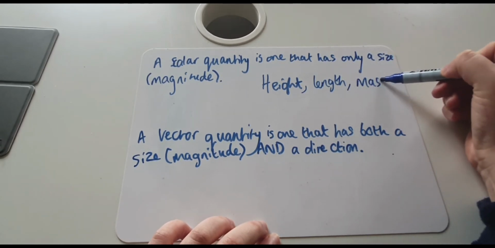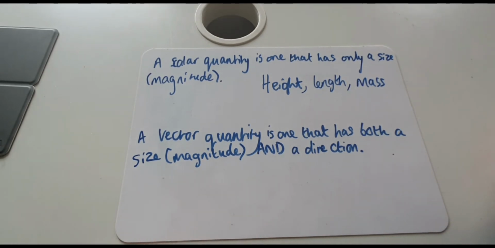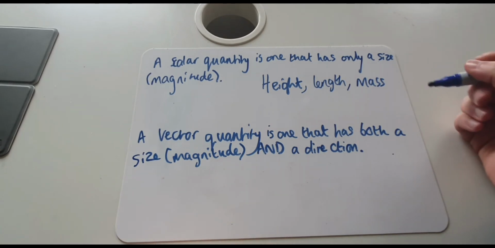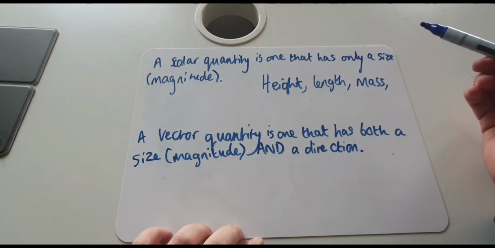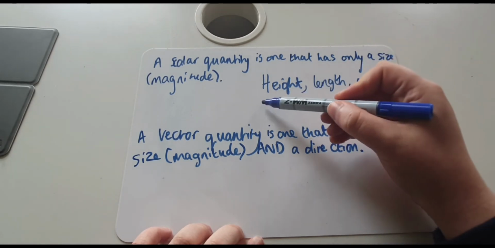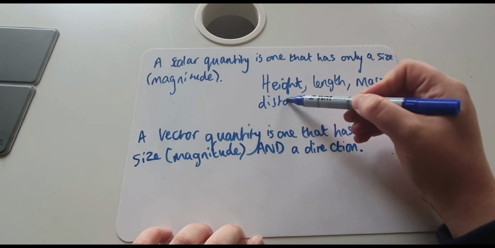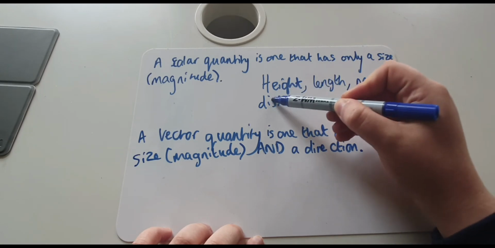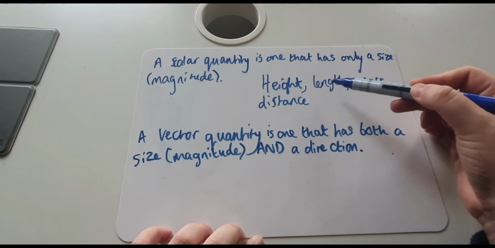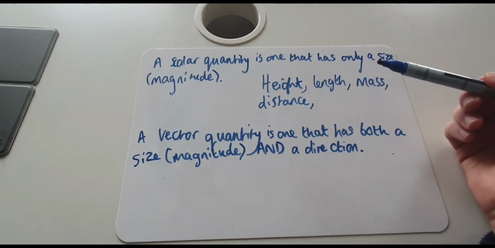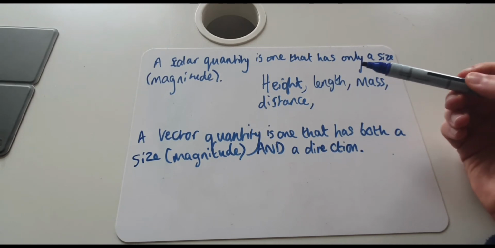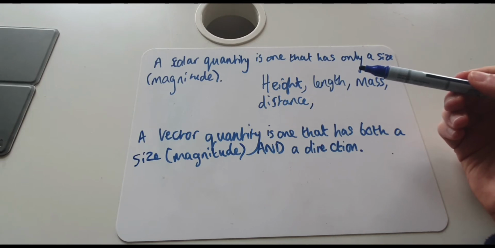Mass. Again, I wouldn't say that the cat was 1.5 kilograms downwards. Okay, I would just say the cat is 1.5 kilograms. So again, this is a type of length, but distance. There's a reason I'm putting distance as well as length and height. So height, length, mass, distance. Mine's gone blank now. There's lots of things.